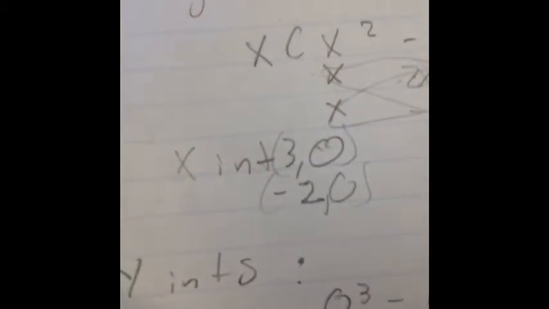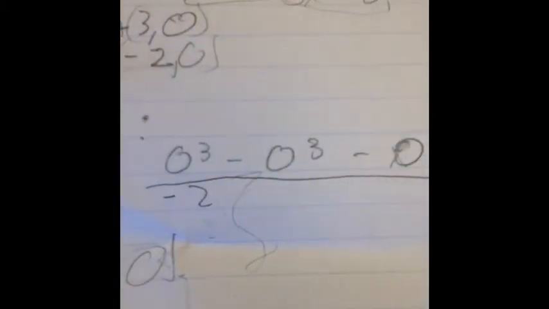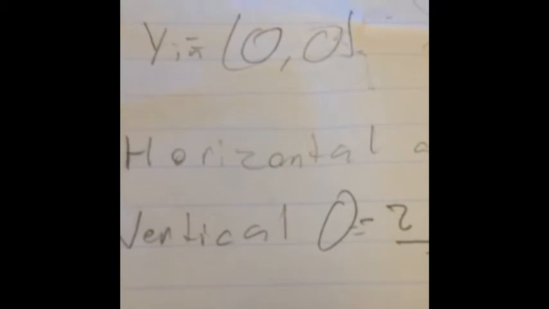And so the x-intercepts are 3, 0, negative 2, 0, and actually there'll be a 0, 0. For the y-intercept, you have to put all the x's to 0, so we put 0 over -2, and so that is 0, 0. Horizontal asymptote, there is none. And for the vertical asymptote, it seems that it is x equals 1 and x equals -4.